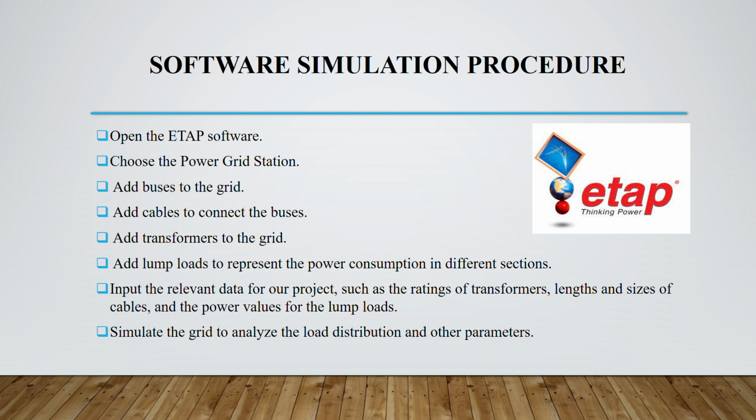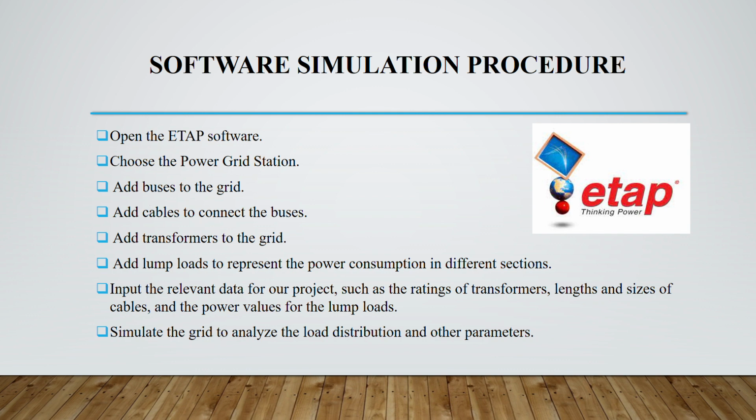I followed this procedure. Open the ETAP software, choose the power grid, add buses to the grid, add cables to connect the buses, add transformers to the grid, add lump loads to represent the power consumption in different sections, input the relevant data for our project such as the rating of the transformer, length and sizes of cables, and the power values for lump loads, then simulate the grid to analyze the load distribution and parameters. Buses are the junction points to connect different electrical components such as generators or loads. And lump loads are both static and motorized loads.